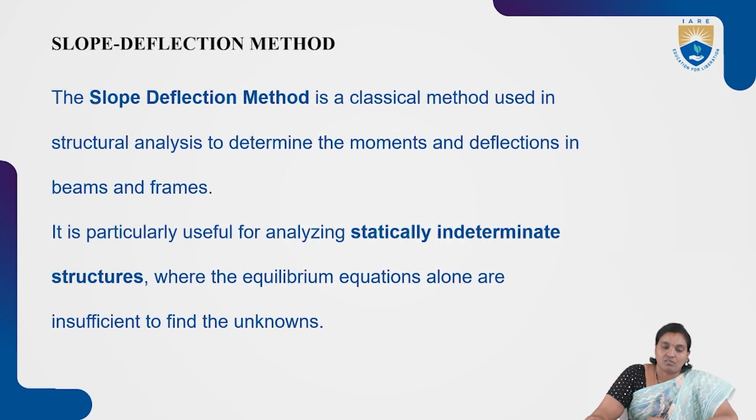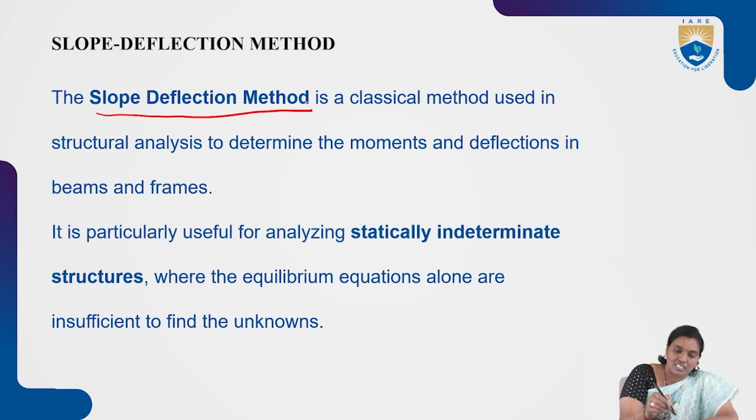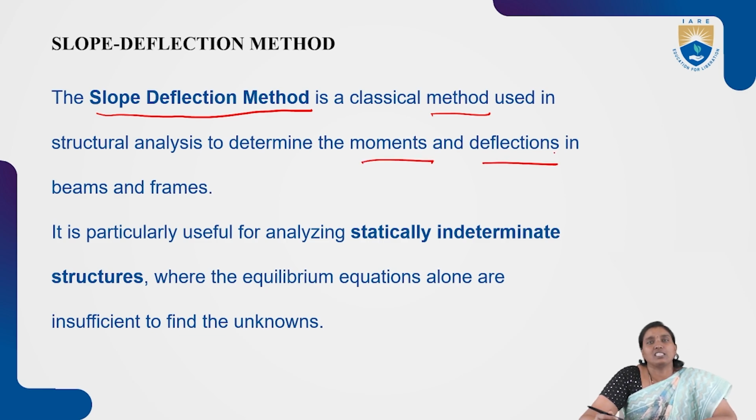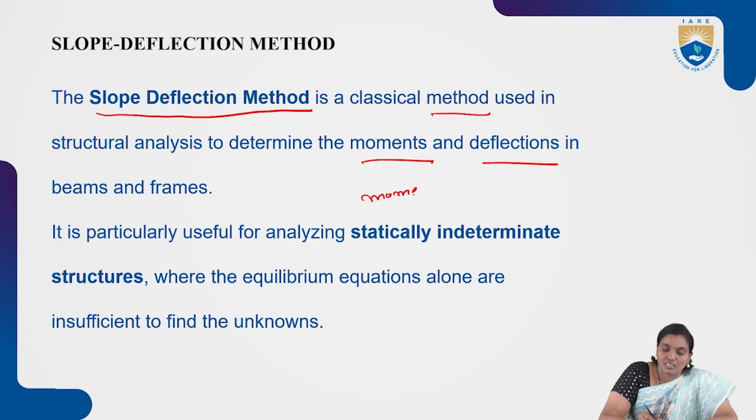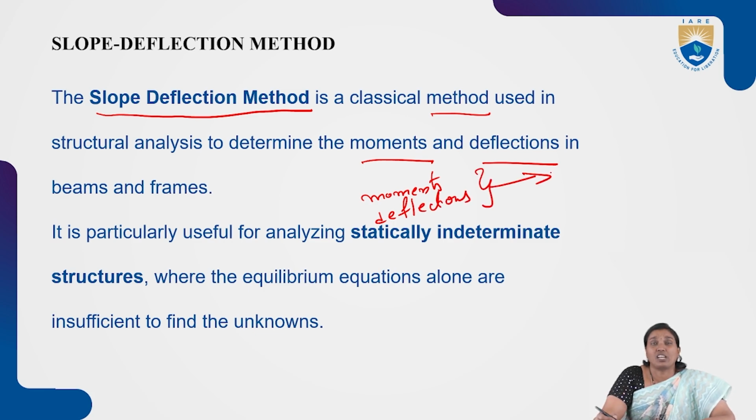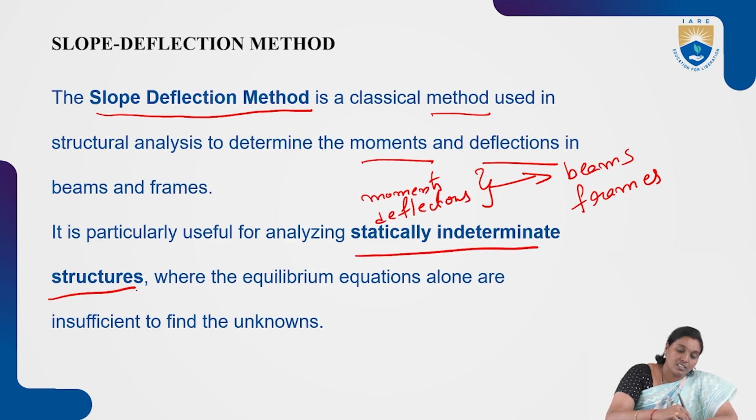In this lecture, we understand that the slope deflection method is a classical method which we use in structural analysis to determine the movements and also the deflection in various structural elements. These movements and deflections we are going to understand in various types of structural elements, those are beams as well as frames. It is particularly useful for analyzing statically indeterminate structures.